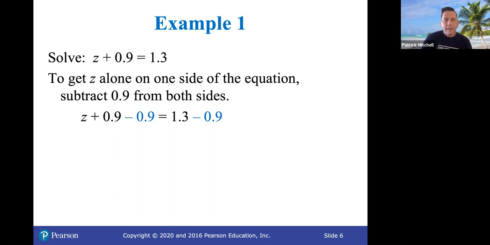So on the left side, the 9/10 will cancel. Let me just bring my pen up here. These two will cancel, and that will leave you with 1 3/10 minus 9/10 on the right side. 1 3/10 minus 9/10 is 4/10.